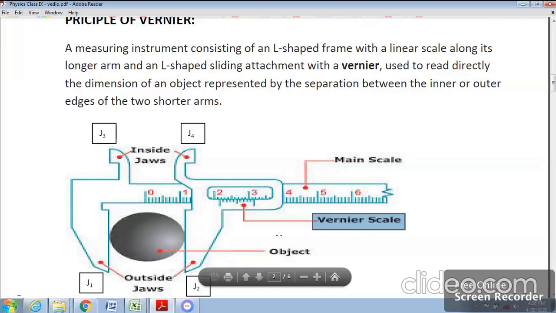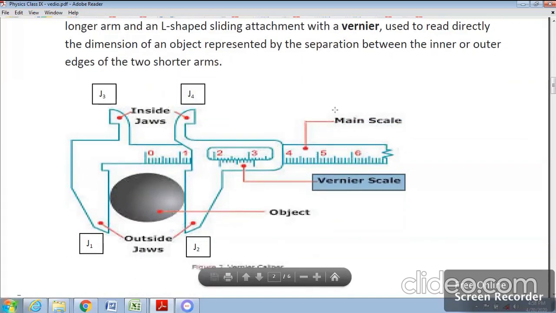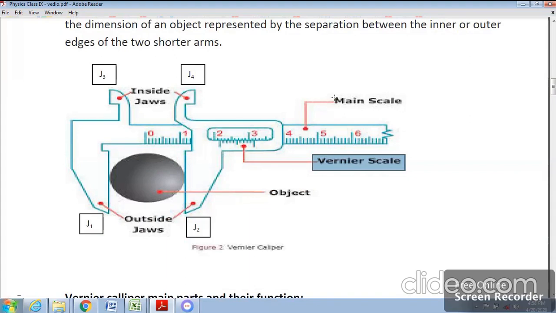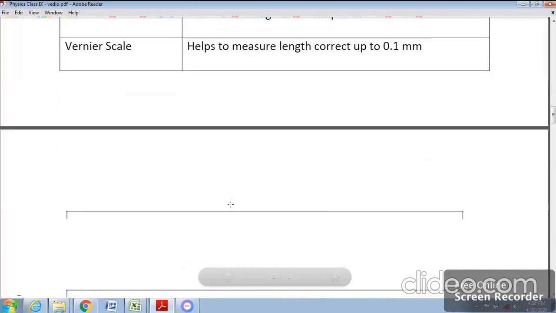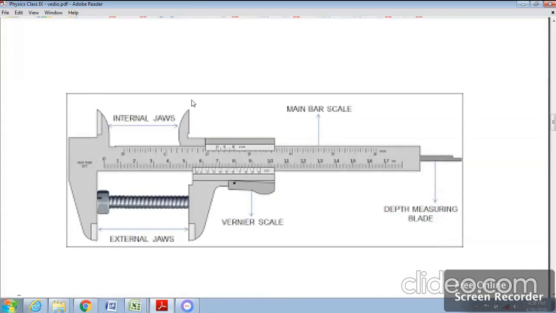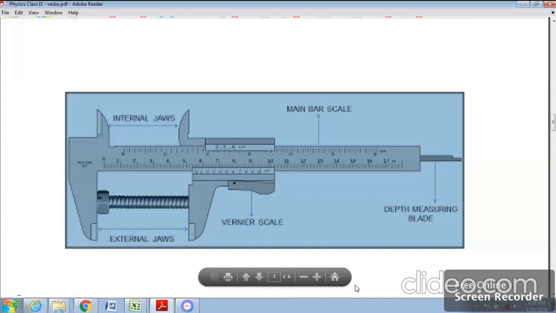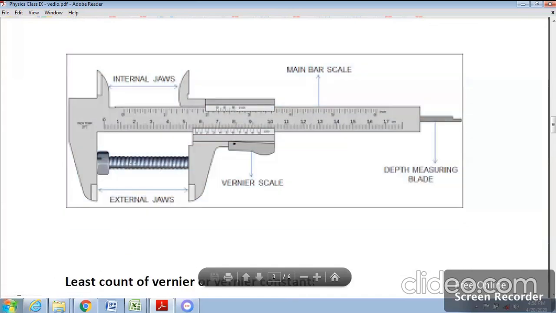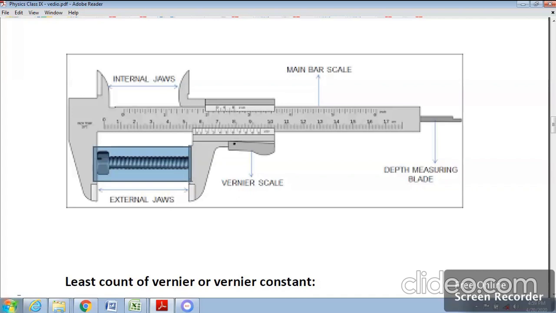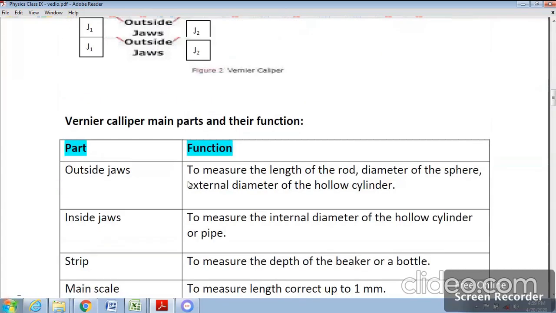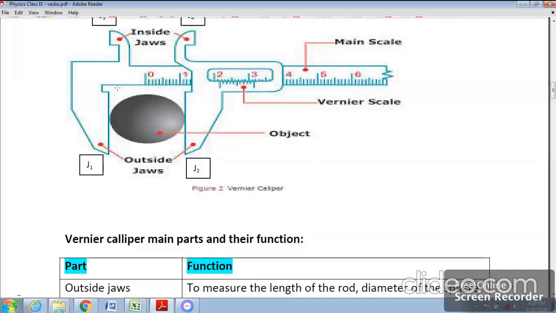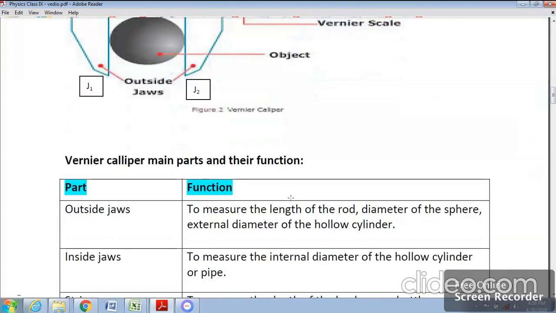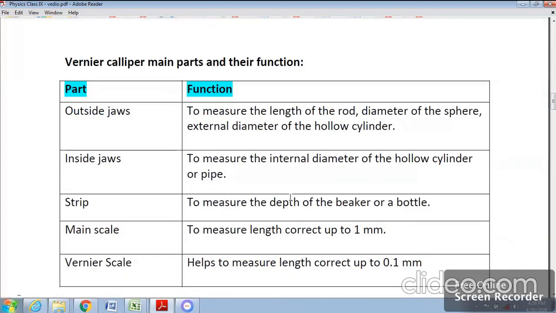So students, you can see this is the diagram of the vernier caliper. In some books, this is also the diagram which is given. This is how we measure the length of a screw, and in that vernier caliper, we are measuring the diameter of a sphere. Now we will discuss the main parts and functions of the vernier caliper.